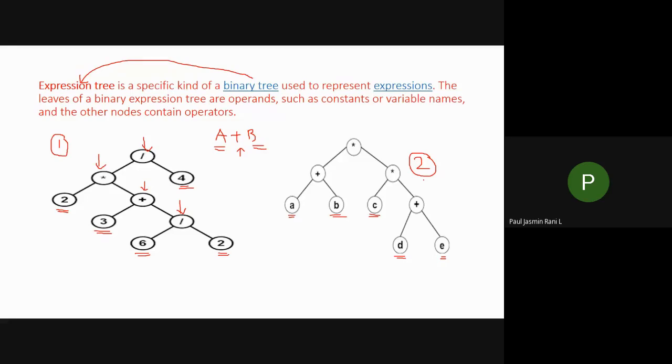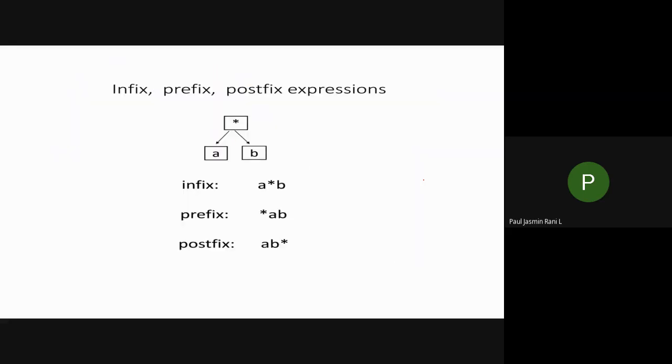Now let's see what the different types of expression are and how we can construct our expression tree. We all know the different types of expression: infix expression, prefix expression, and postfix expression. Let us refresh these expressions once again. Infix expression means you keep your operator in between the two operands. The asterisk is your operator. When you keep this operator between your two operands, we call it an infix expression.